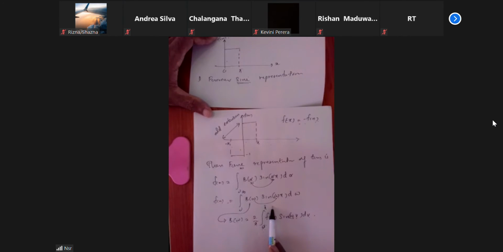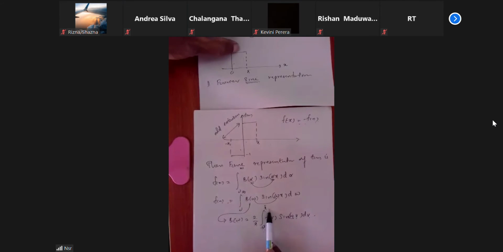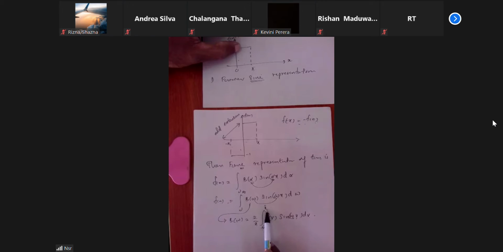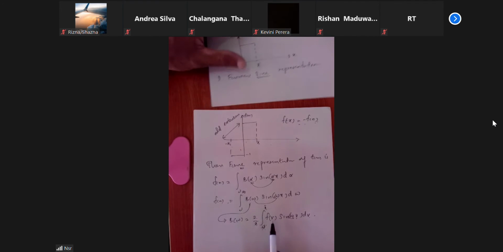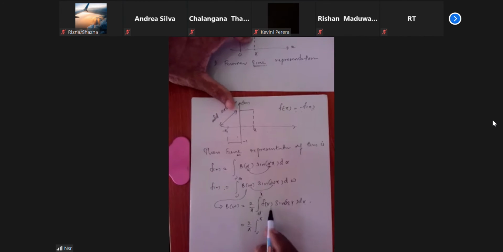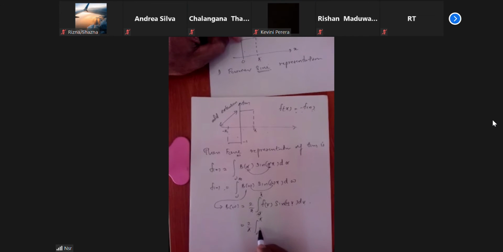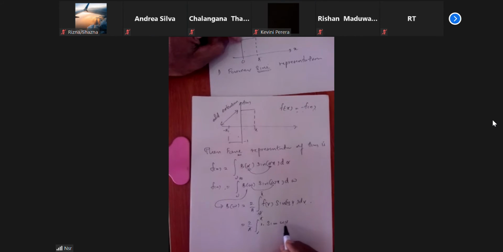0 to 5 or 0 to infinity. 0 to infinity means the entire domain, but the function is defined from 0 to 5. Therefore, 0 to 5 only we need to take the integral. So now we can substitute the value 2 divided by 5, 0 to 5, 1 and sine omega v dv.